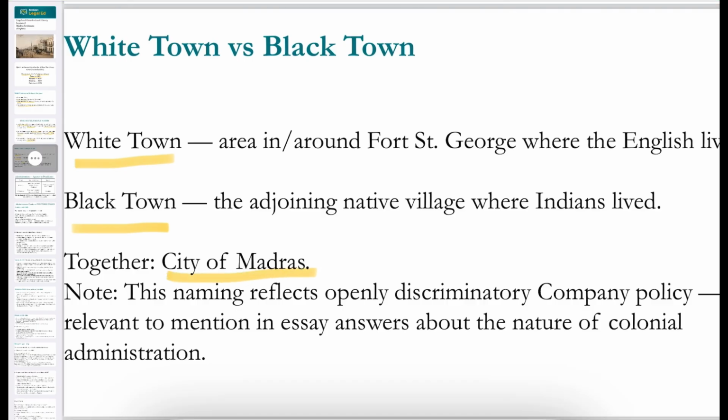Okay, this is important here because it displays the racial segregation in the naming also, White Town, Black Town, and it is an example of the discriminatory policy of the company. Okay, and this later becomes very relevant, but this is the first situation where you can spot the discriminatory mindset of the company and the discriminatory policy of the company.